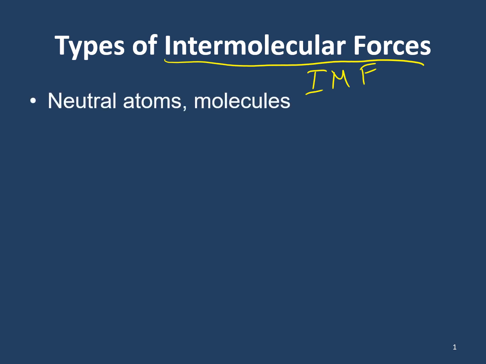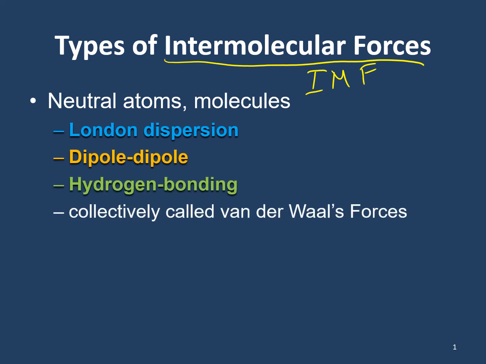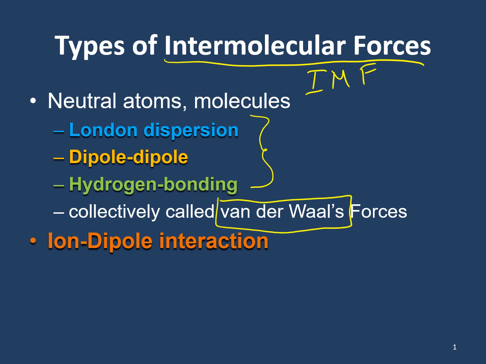Now, we can really break up the different types of intermolecular forces into two groups. One for neutral atoms and molecules, where we have London dispersion, dipole-dipole, and hydrogen bonding. And then with ions, which is the ion-dipole interaction. And these are the ones we're going to be covering in this lecture video. Now, these three often are collectively called the van der Waals forces.